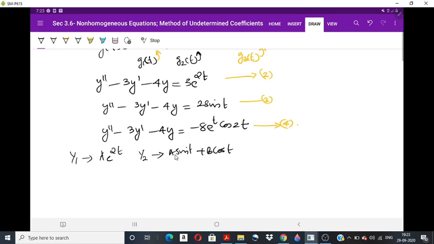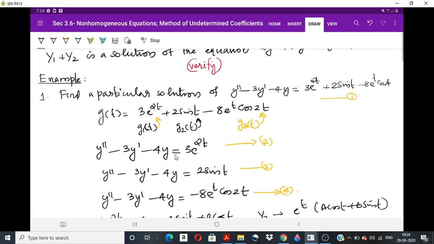And the last one, we can take y3, the particular solution for equation number 4, as e raised to t into a cos t plus b sin t. So taking these three as y1, y2 and y3, we will get the particular solutions for equations 2, 3 and 4. And once we get these, we can add these three particular solutions so that we will get the particular solution for equation number 1.